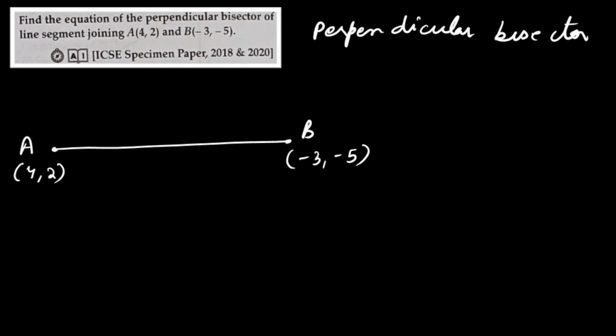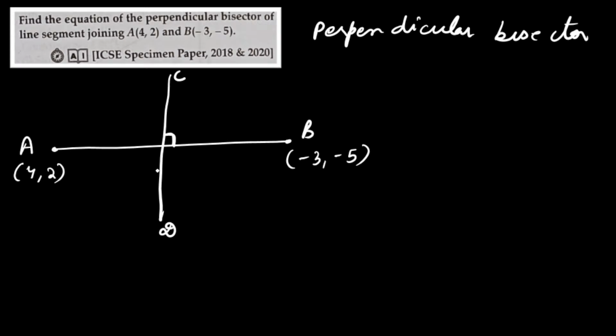Perpendicular bisector means, yes, m1 into m2 is equal to minus 1. So that means we have to find the equation of that line which is first of all perpendicular to the given line. That means it's making an angle of 90 degrees. Suppose this is line CD whose equation we have to find, line segment CD. So this line is first of all making an angle of 90 degrees.